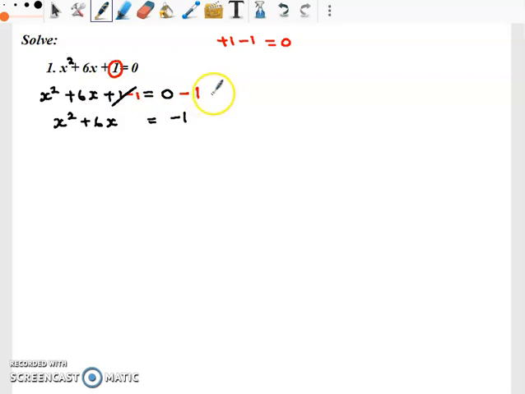So we move the constant to the other side of the equation. We just have the x terms left over on the left hand side. Any constant, put it over to the right.